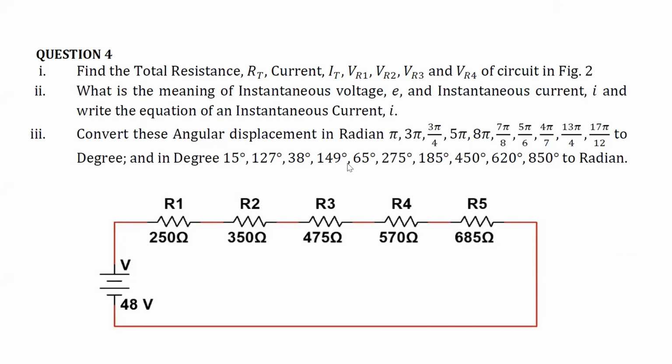For this question, this is a question of series circuit. You are told to find the total resistance, total current, and the voltage drops at R1, R2, R3, and R4. Then it asks: what is the meaning of instantaneous voltage and instantaneous current, and write the equation of instantaneous current. Then it says to convert the angular displacement in radian to degree, and this one to radian.